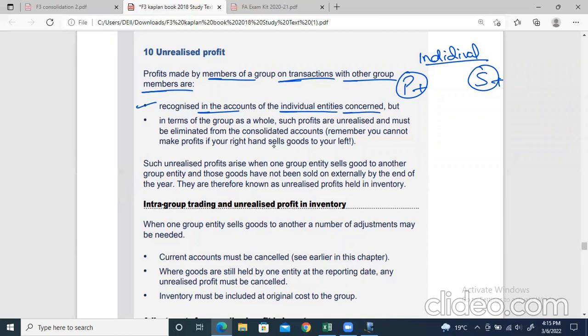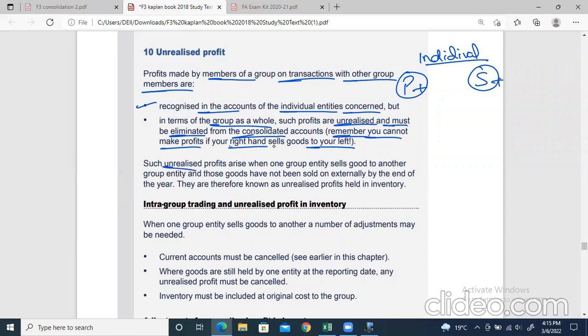But for the terms of the group as a whole, it is written over here, for the consolidation, such profits are unrealized and must be eliminated from the accounts, right? So again, there is this explanation. Remember, you cannot make profit if your right hand sells to your left hand, right? So in the individual statements, we have to include this profit just like normal, but just for the terms of consolidation, the group accounts, this is not permitted. We have to eliminate it.